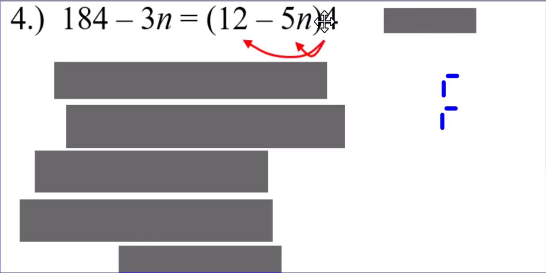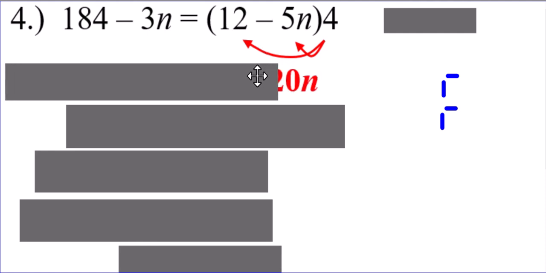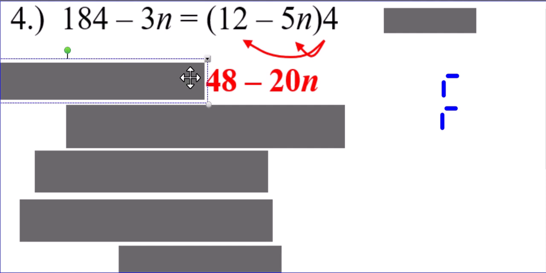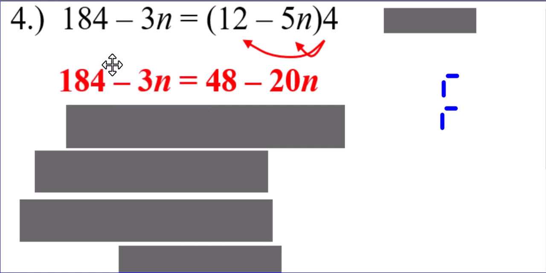So we're going to take the multiplier and distribute it to the 5n and the 12. Write it down with me. So 4 times 5n is 20n. Bring down the minus. 4 times 12 is 48. And then the left side's going to stay the way it was.